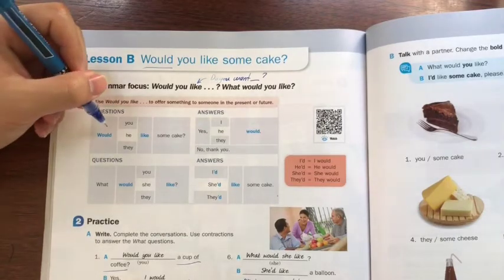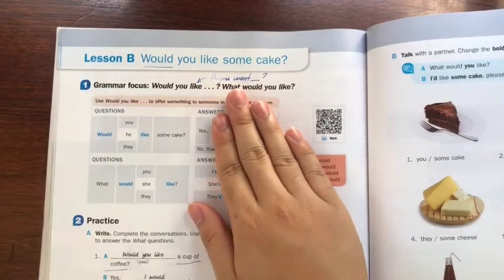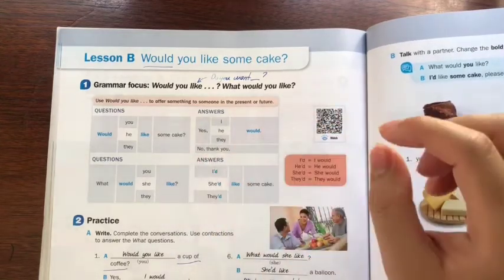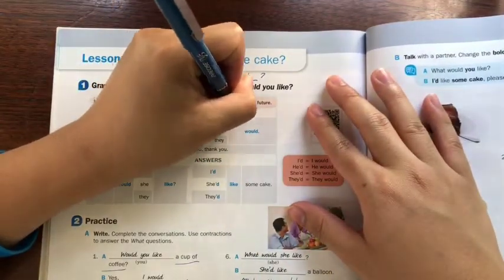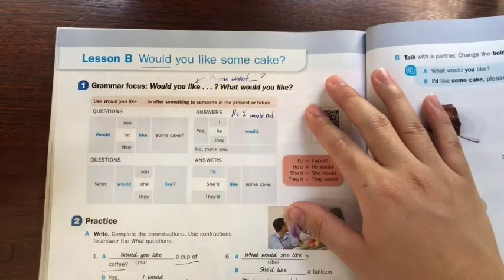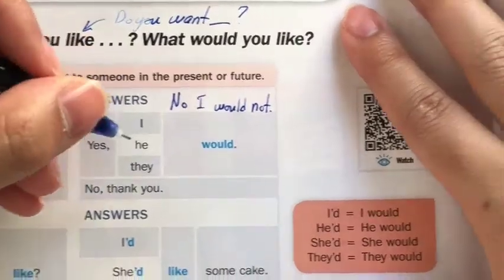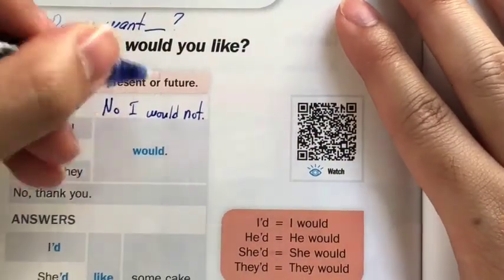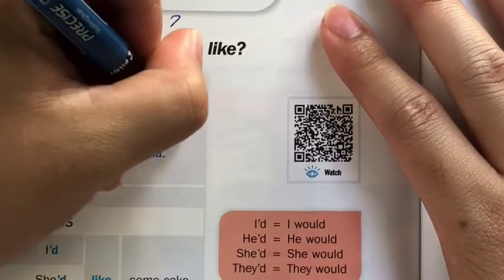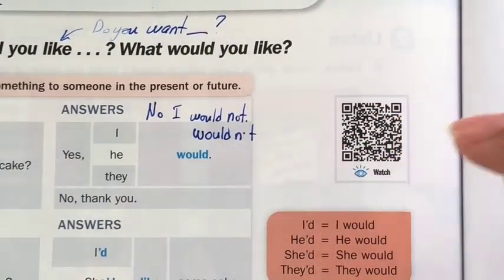So when we say, would you like some cake? The answer is we can just say yes or no. Or we can say yes, I would. Or no, I would not. Or no, thank you. We can also put the words would and not together. So we can say wouldn't. I would not, I wouldn't. Same thing.